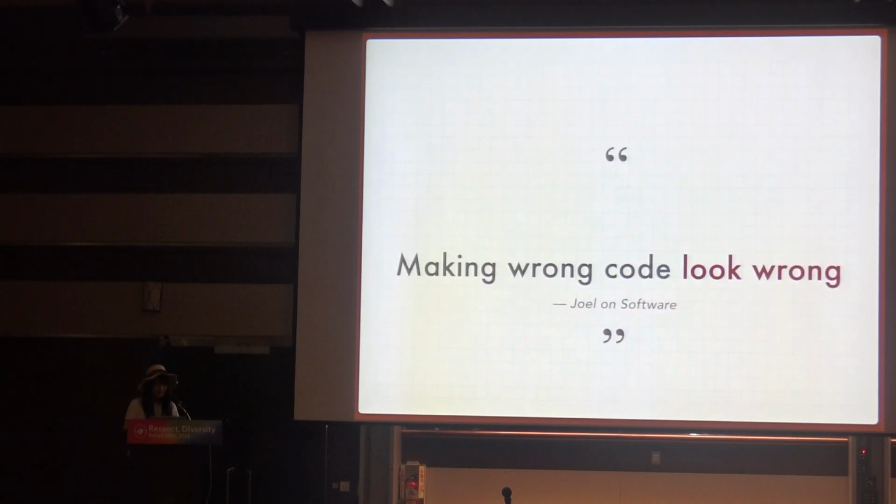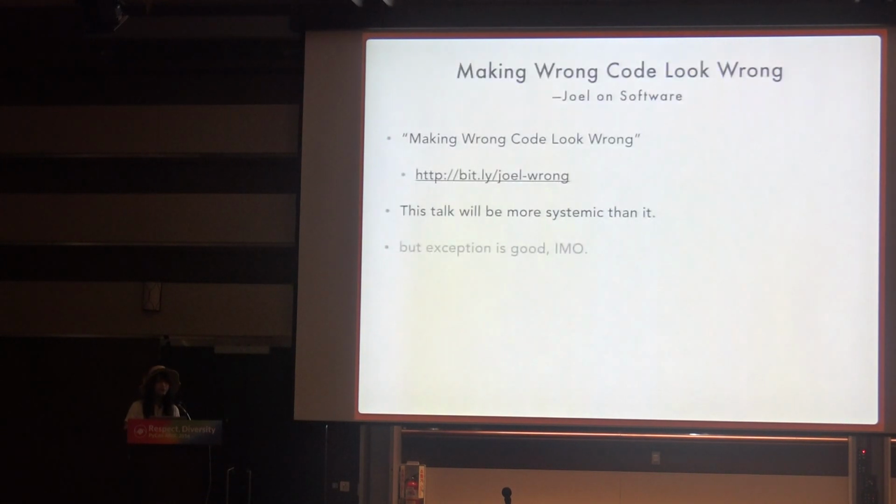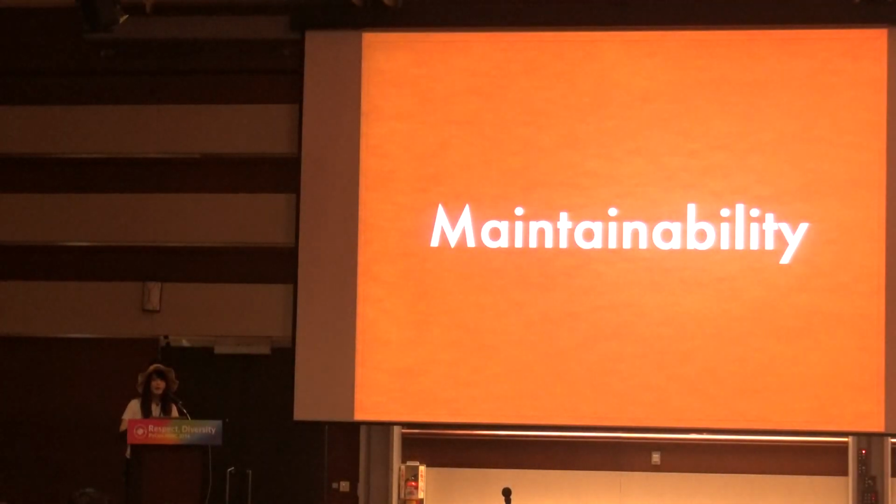Okay. It's a concept from an article. This article is Making Wrong Code Look Wrong, which is from the book series Joel on Software. Here is the online English version. If you're interested in it, you can read it. This talk will be more systematic than it. I will introduce more techniques to improve the maintainability, like it. By the way, Joel doesn't like exceptions, but actually I think in modern programming languages, exception is good. So please use exceptions.